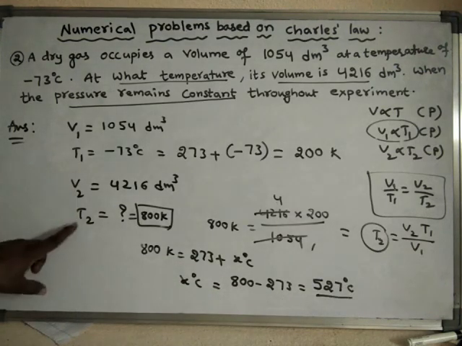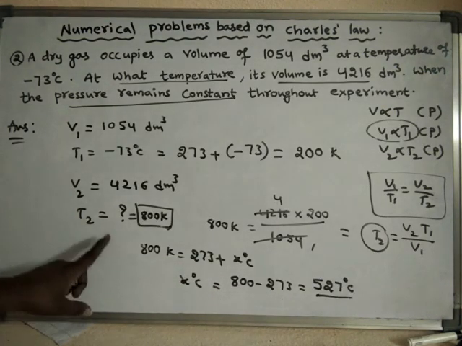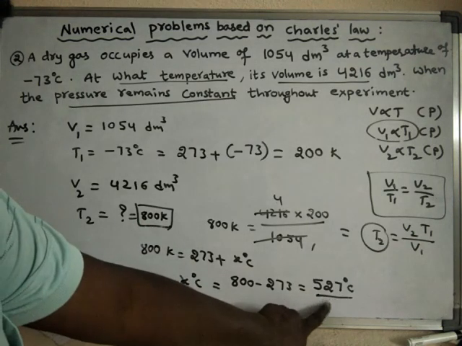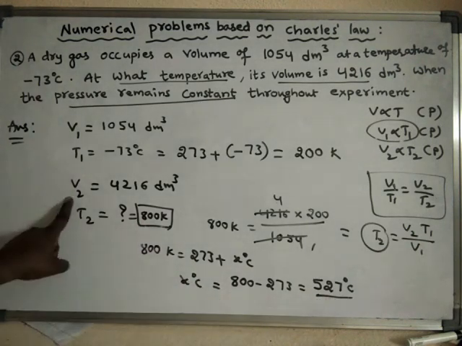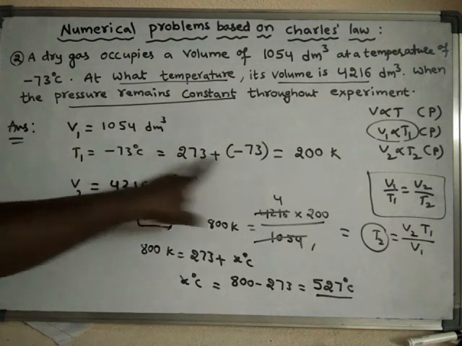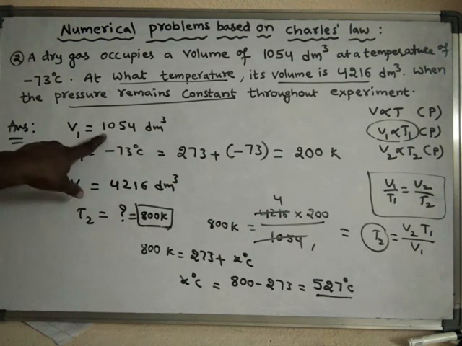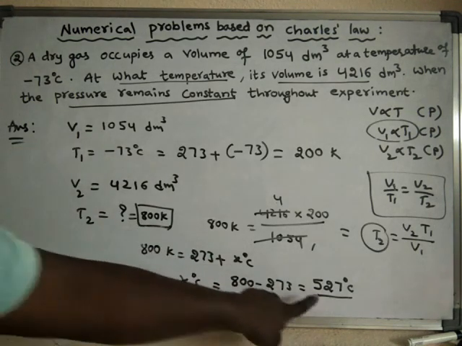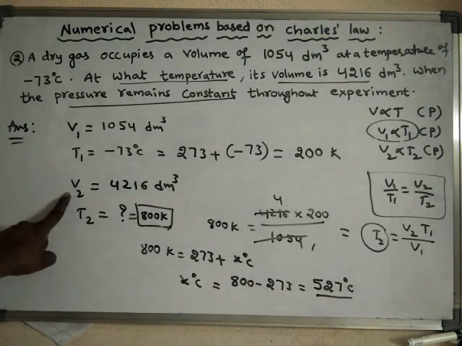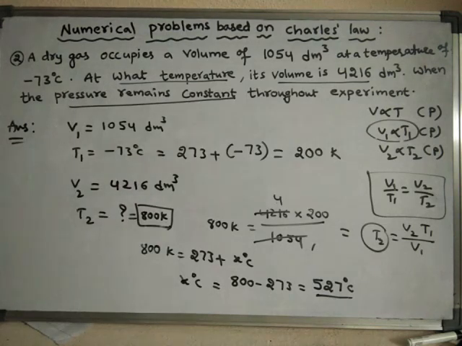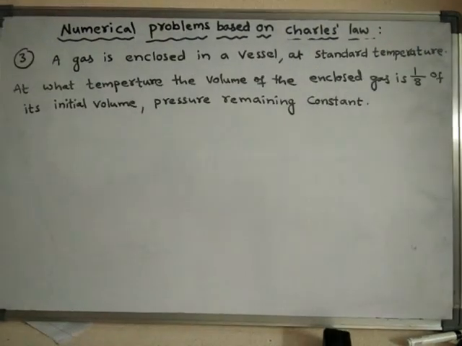So what is the final temperature? At minus 73 degrees centigrade, the volume of gas is this much, and at 527 degrees centigrade, the volume of the gas is this much. Like this, the second problem can be solved. Now we will learn how to solve another problem.